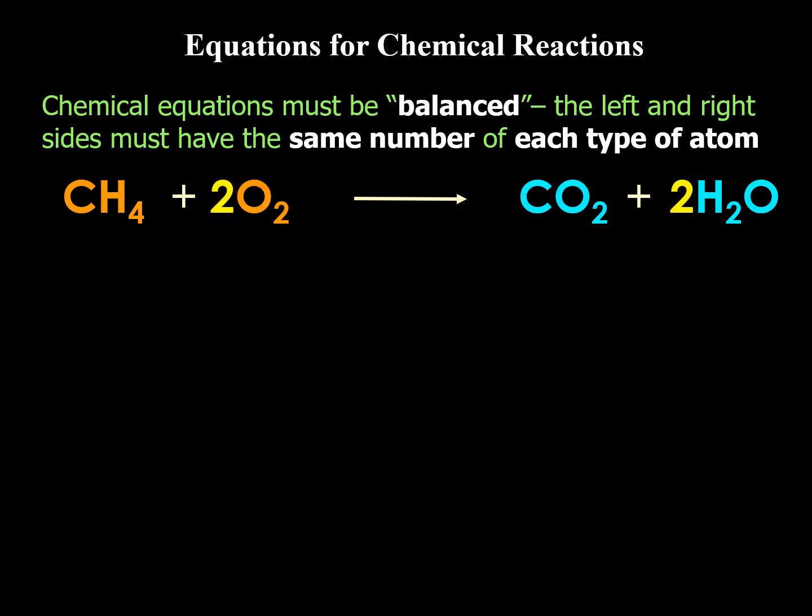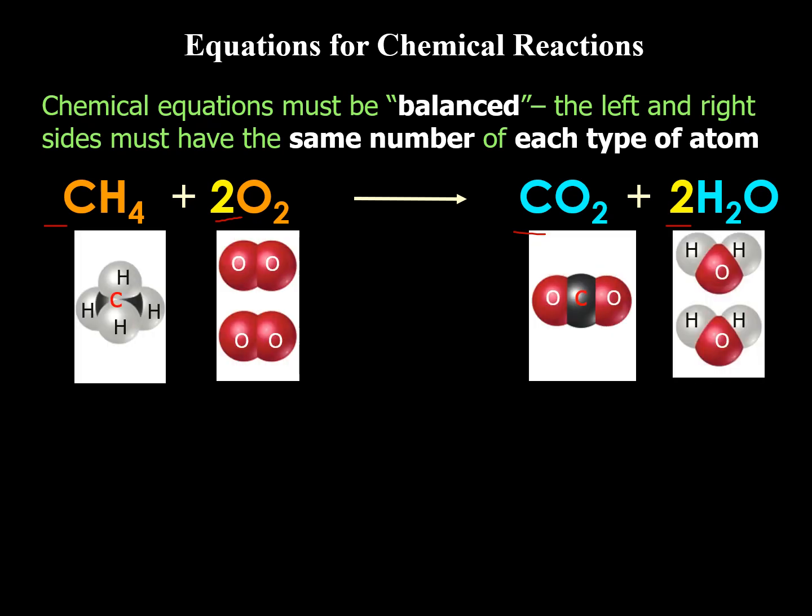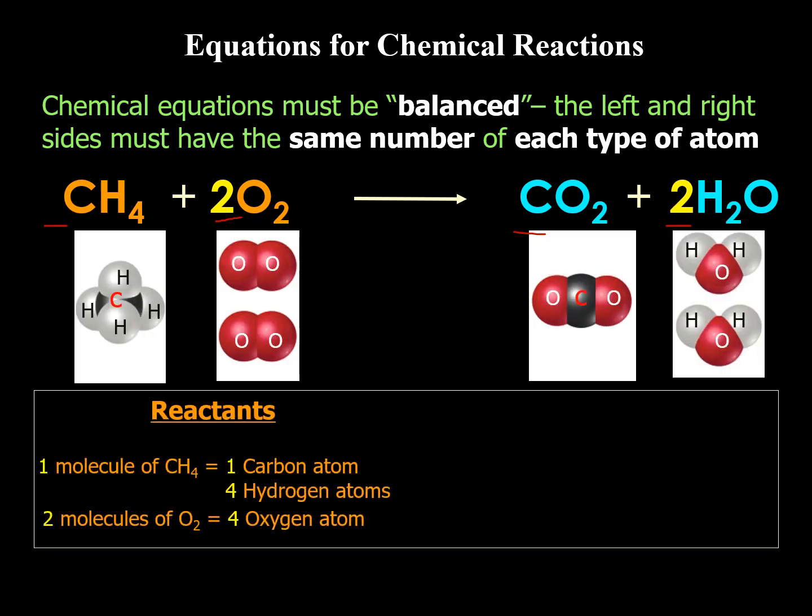So on the next slide, when you say a balanced equation, you always go from left to right. So the balanced equation would be 1, 2, 1, 2. There's a diagram to support this.